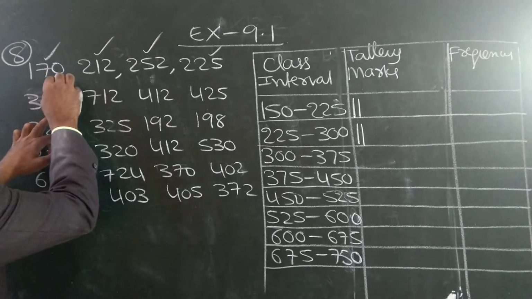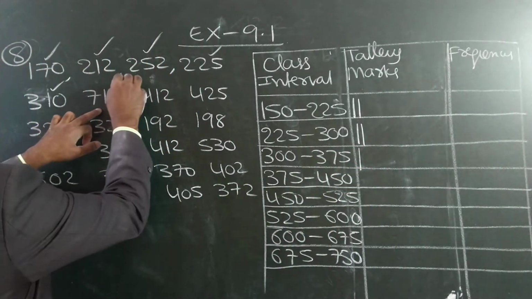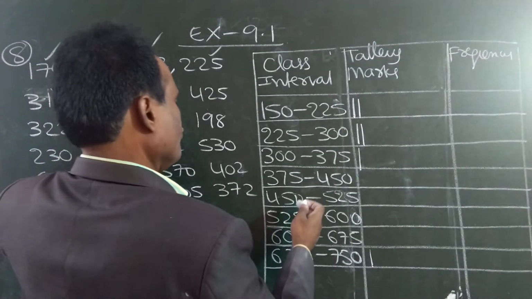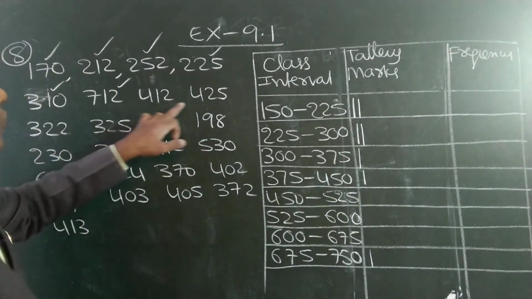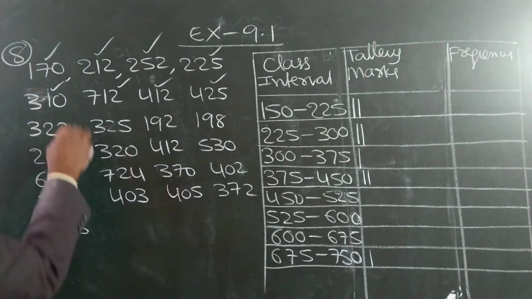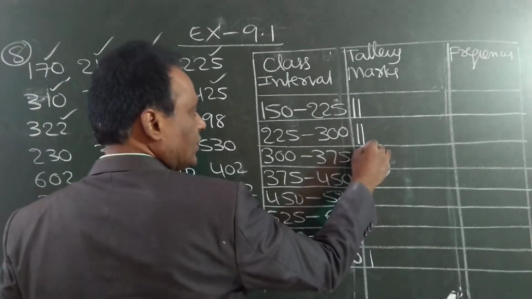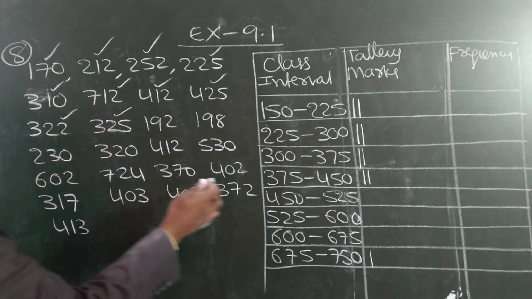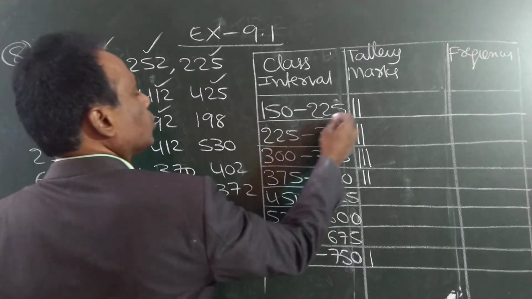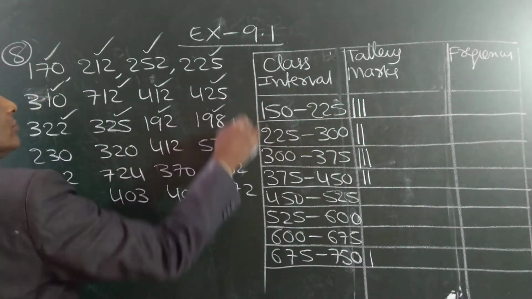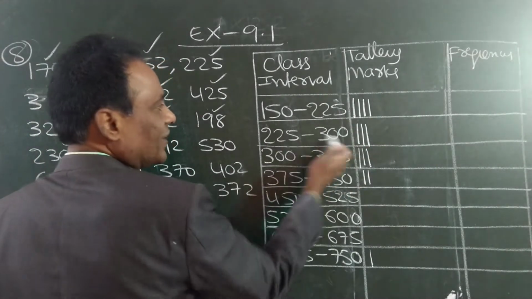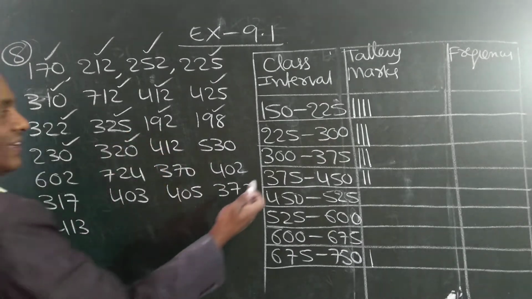310, 310 is here. 712, 712, 412, 425, 322. 322 is in this 300 to 375. 325, 325 here only. 192, 192, 198, 230. 230 is in the 225 to 300 range, no? 320, where does it lie? Here in this.